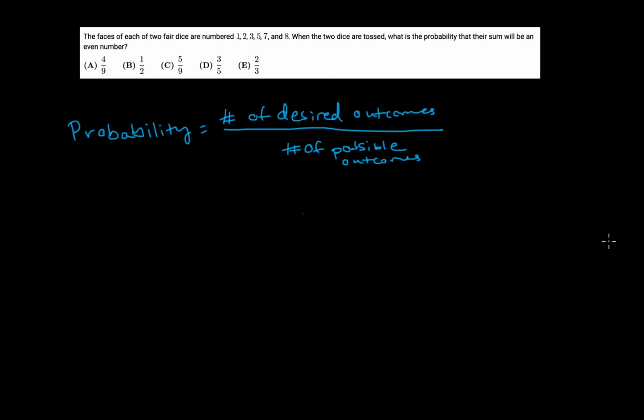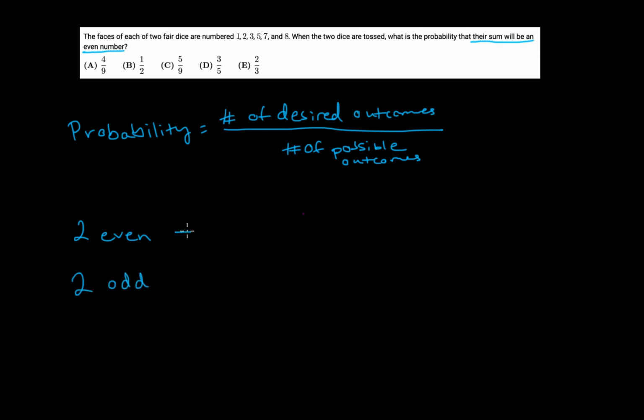So let's start by finding the number of desired outcomes. What's the probability that their sum will be an even number? That's the desired outcome we're trying to find, the amount of outcomes where their sum will be an even number. So how can we get a sum that's an even number? If you think about it, it has to be either two even numbers rolled or two odd numbers rolled, right?